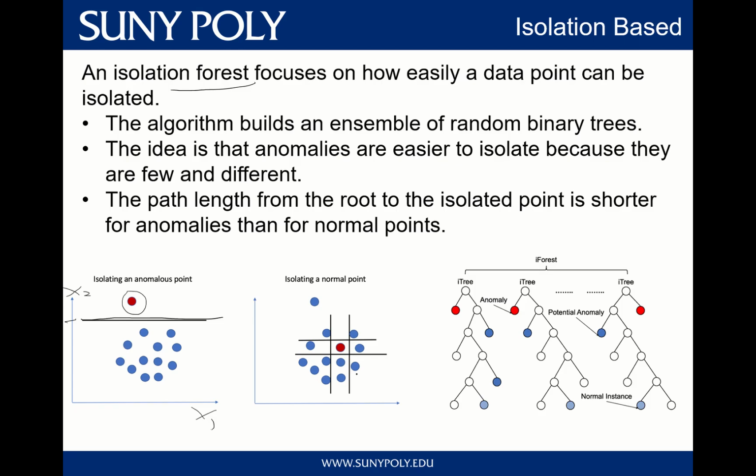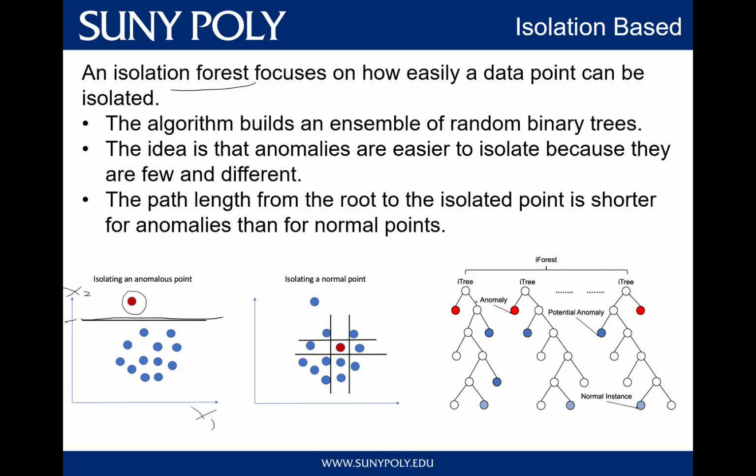Now, if you try to do something with a point that is surrounded by similar points, you will need more partitions. You will need more splits. For example, here you need different splits. That means that this is a normal point. But if you need very few splits or partitions, then that point is most likely an anomaly. So this is the idea of the isolation forest.